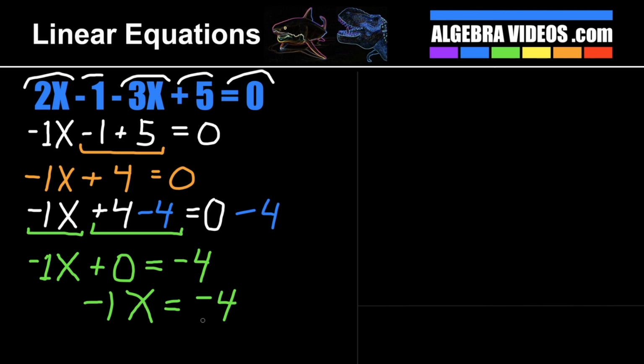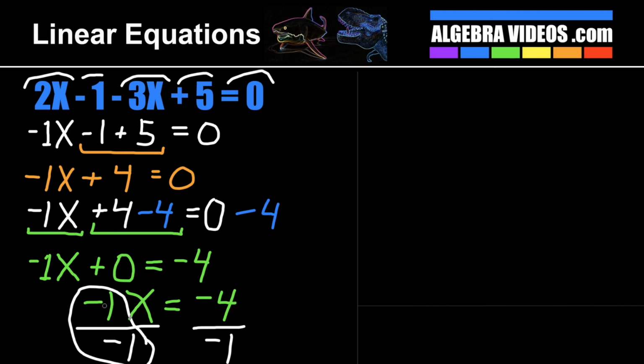Now, how do I get rid of this? I still have that negative 1 over there by the x. So what I'm going to do is divide both sides by negative 1. Remember, I can do anything I want to both sides of the equation as long as I do the same thing to both sides. Okay, so what does this simplify to? Negative 1 divided by negative 1. Well, anything divided by itself is 1.